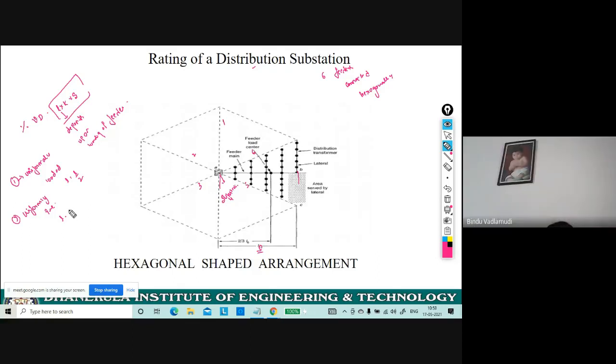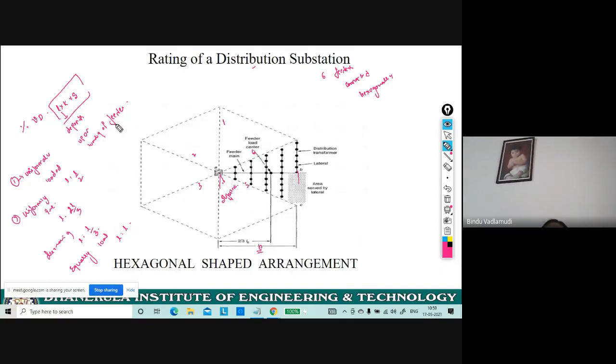L is equal to 2L by 3. If it is decreasing, L is equal to L by 3. Equally loaded on both the sides, L is equal to L. These are the cases we have discussed, or not?